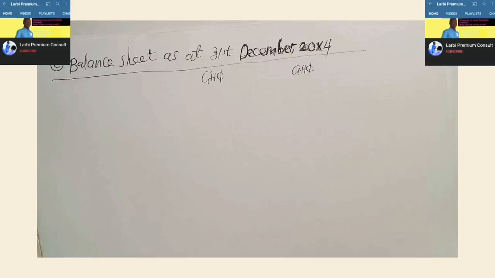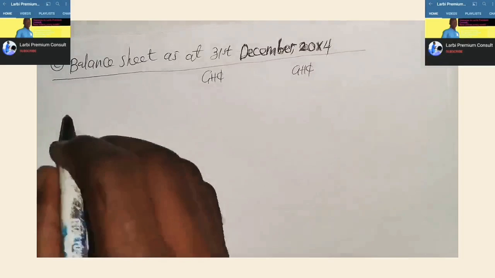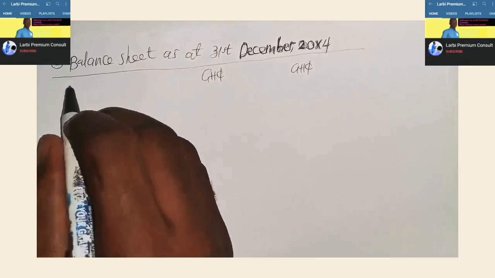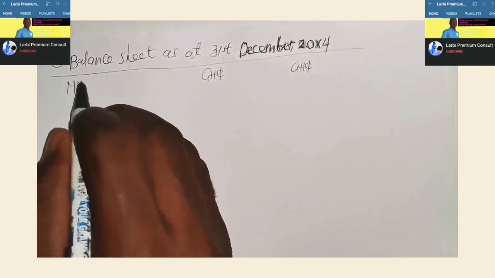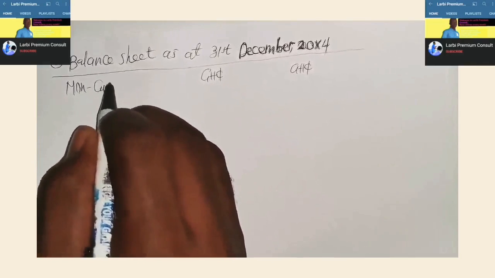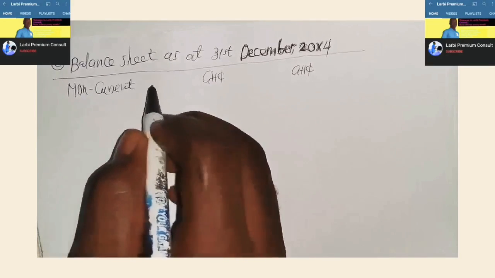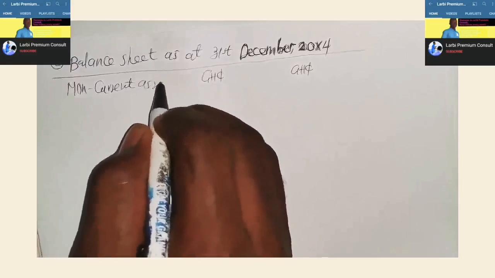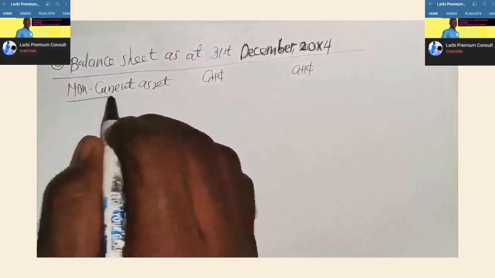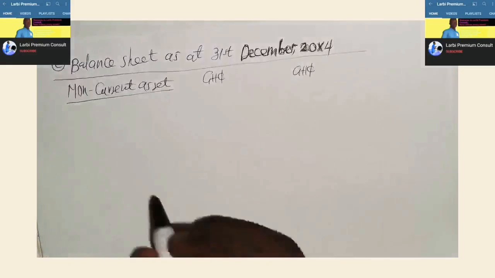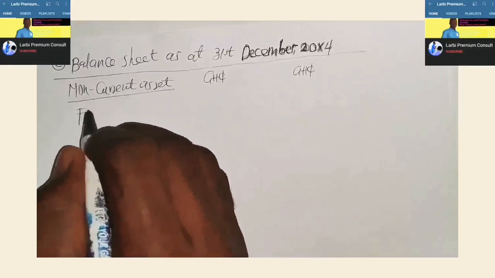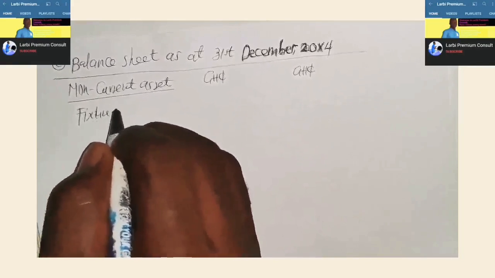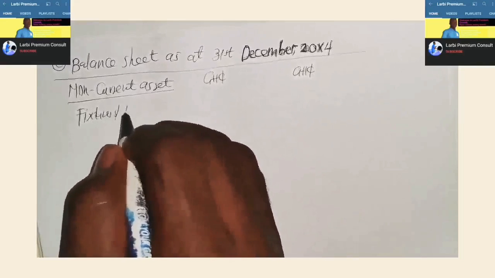So first we start with the non-current assets, or the fixed assets, as you know. The non-current assets, or fixed assets for short. So in non-current assets, we're having what? Fixtures and fittings.